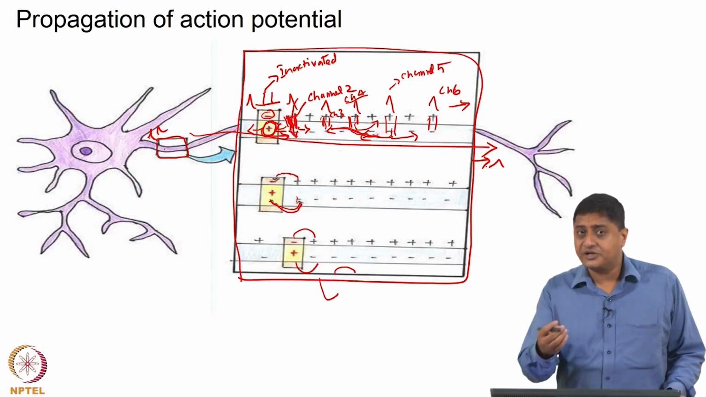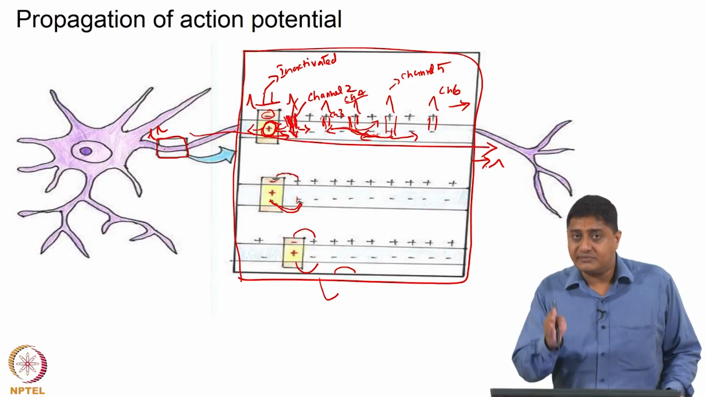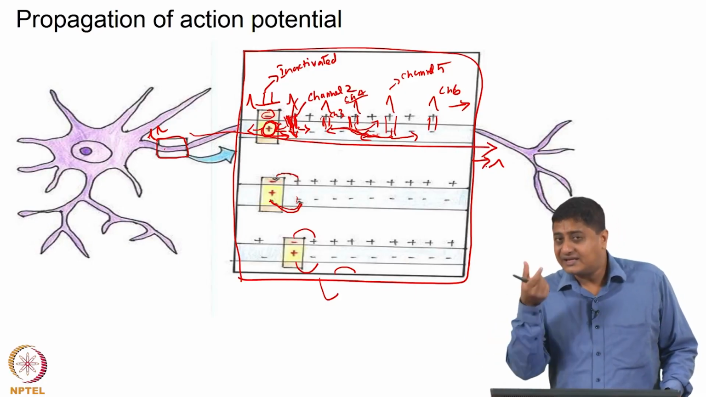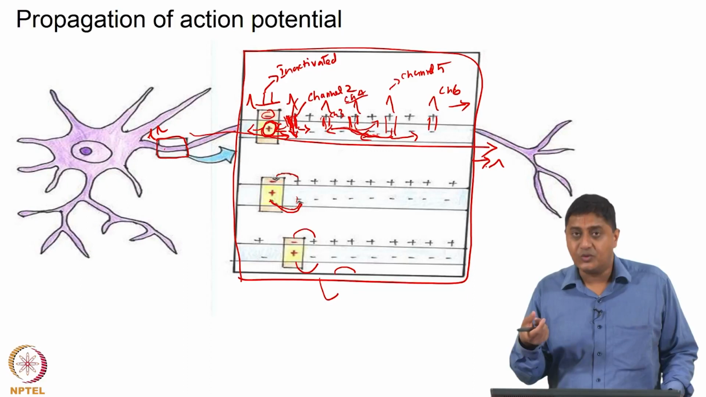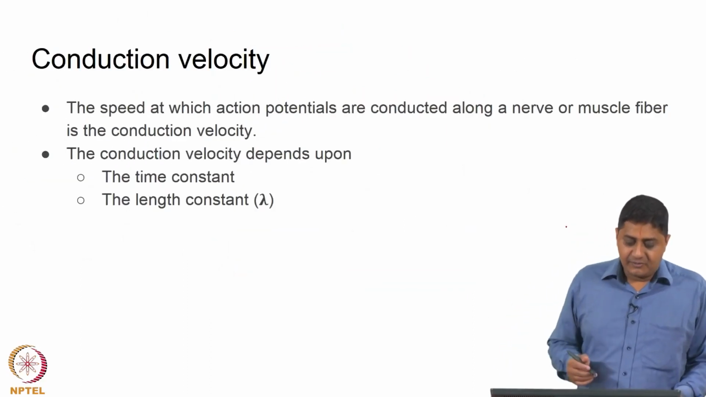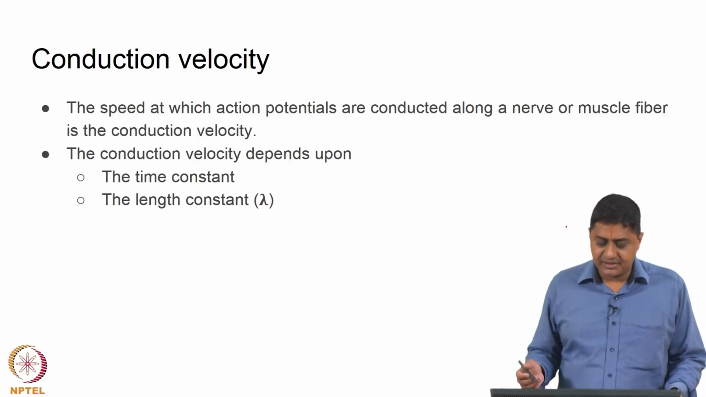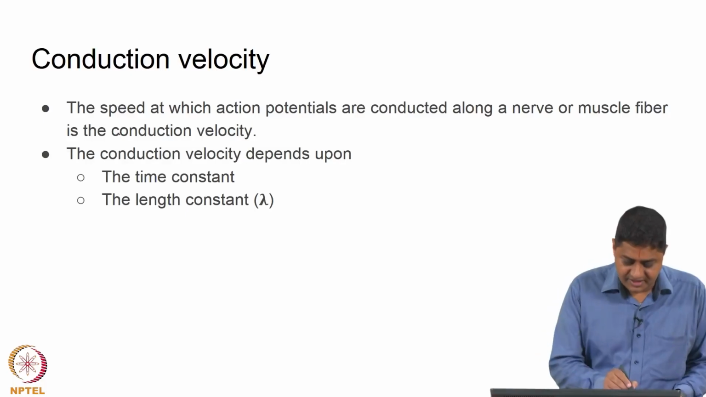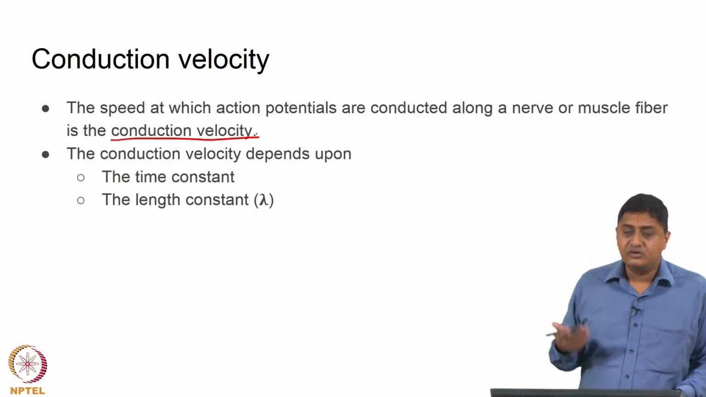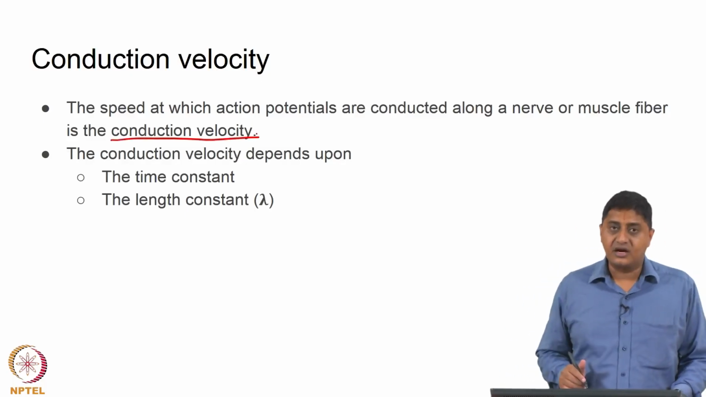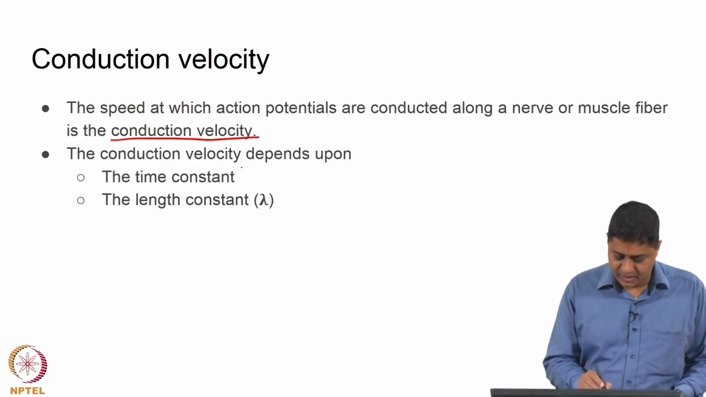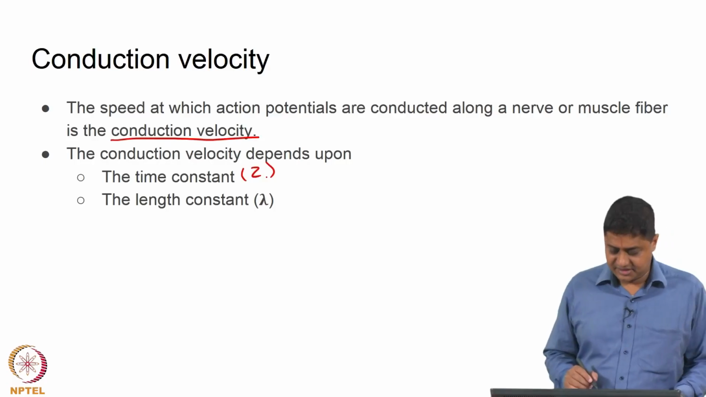Essentially, it is not the action potential that is traveling, it is sodium that is traveling from one point to another. At each voltage gated sodium channel, you have a new action potential that is getting generated. Then the next point is about how fast this can travel. The speed at which action potentials are conducted is called conduction velocity, and there are two factors that govern the conduction velocity. One is the time constant tau, the other is the length constant lambda.